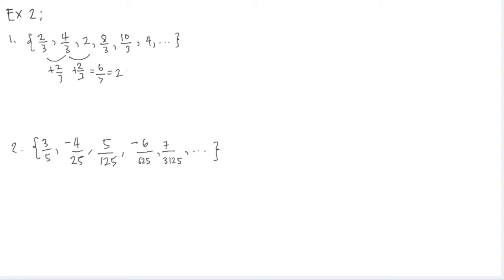Let's look at the next term to see if it gives us the correct answer. 2, or 6 over 3, plus 2 over 3 is 8 over 3, so that's correct. Plus 2 over 3 gives us 10 over 3, so that's correct. Plus 2 over 3 again is 12 over 3, which is 4. So we got the correct pattern. The pattern is adding 2 over 3 to the previous term to get the next term. So this is an arithmetic sequence where the common difference is 2 over 3.